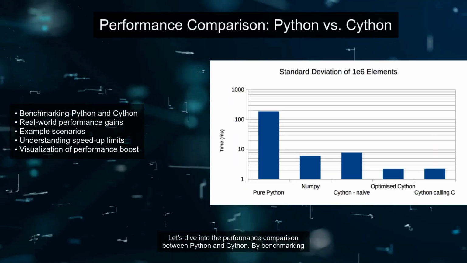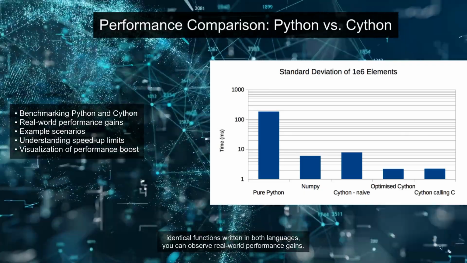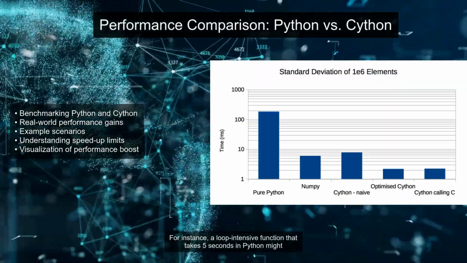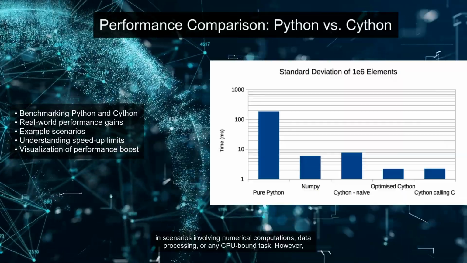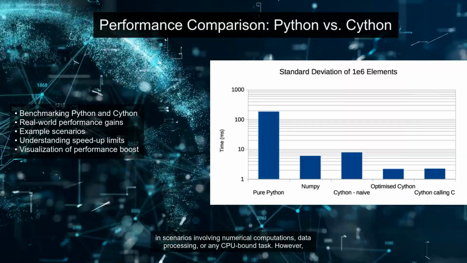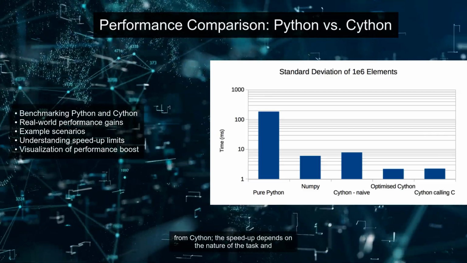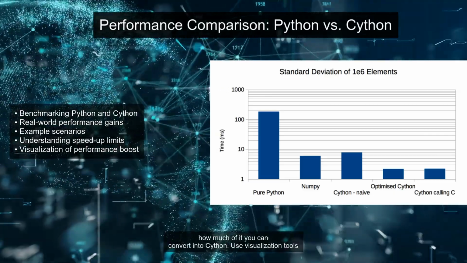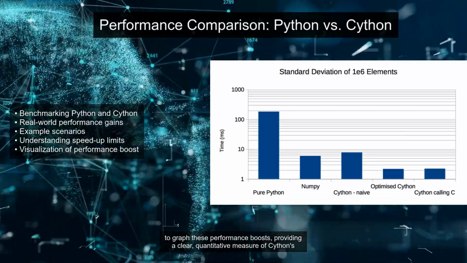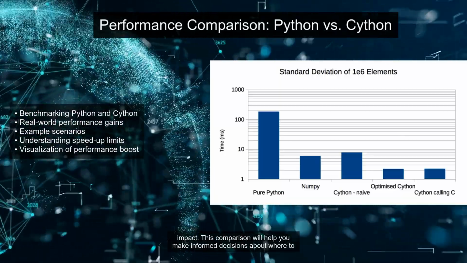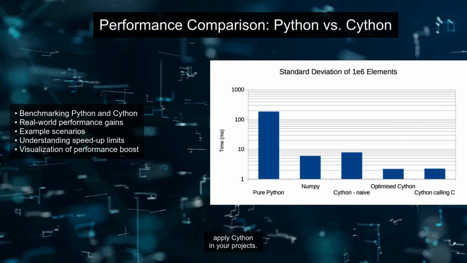Let's dive into the performance comparison between Python and Cython. By benchmarking identical functions written in both languages, you can observe real-world performance gains. For instance, a loop-intensive function that takes 5 seconds in Python might execute in just 0.5 seconds in Cython. These gains are especially pronounced in scenarios involving numerical computations, data processing, or any CPU-bound task. However, it's crucial to understand that not all Python code will benefit equally from Cython. The speedup depends on the nature of the task and how much of it you can convert into Cython. Use visualization tools to graph these performance boosts, providing a clear, quantitative measure of Cython's impact. This comparison will help you make informed decisions about where to apply Cython in your projects.